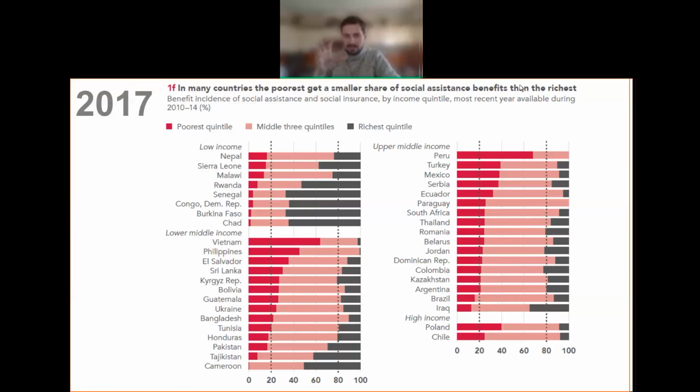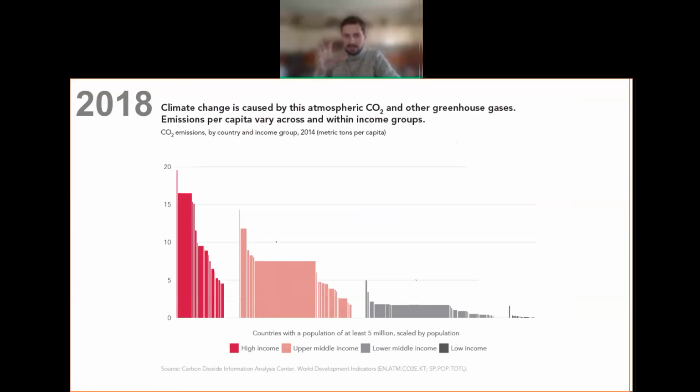Now, fast forward to 2018, and you have this chart that is about climate change and the amount of CO2 emission. So same idea, same underlying aesthetics of the chart. You have a title that explains what the chart is about. Climate change is caused by atmospheric CO2 and other greenhouse gases. Emissions per capita vary across and within income groups. And then you can see that those income groups are defined through the legend at the bottom of the chart.